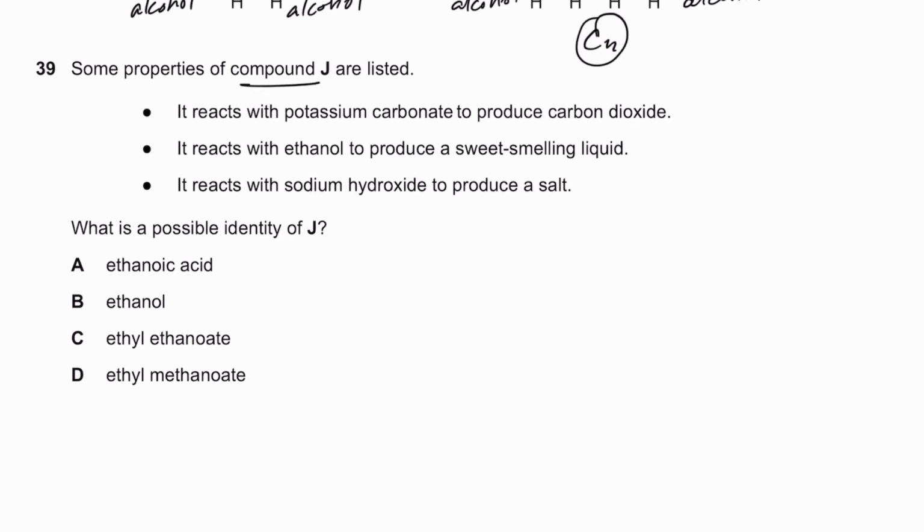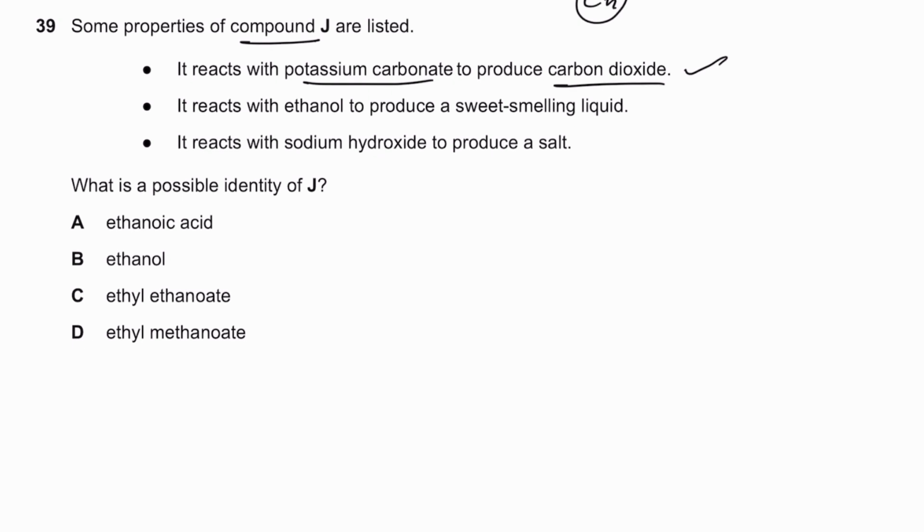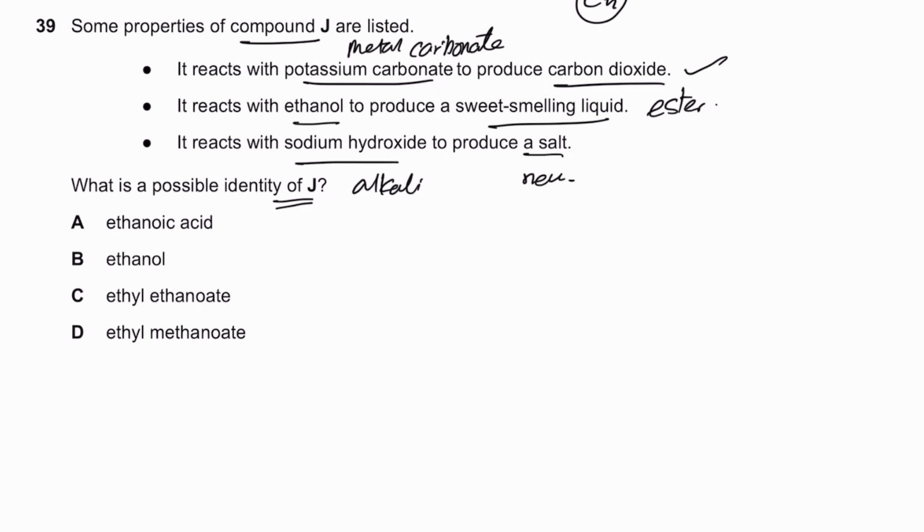Some properties of compound G are listed. It reacts with potassium carbonate to produce carbon dioxide, so metal carbonate. It reacts with ethanol to produce a sweet smell, so it's esterification. It reacts with sodium hydroxide alkali to form salt, which is a neutralization reaction. All 3 indicate that this compound right here is an acid. So the correct answer is going to be ethanoic acid.